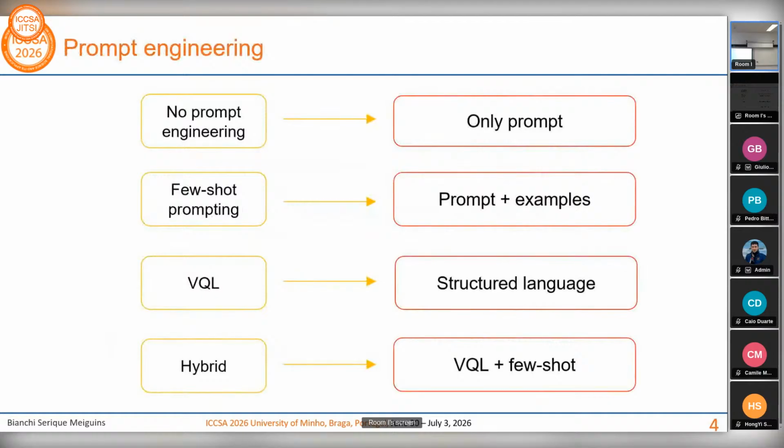In this study, we analyzed four strategies, as I said. The first one is no prompt engineering. In other words, users write prompts freely. The second one is few-shot prompts. Users receive some visual examples of data visualization they try to reproduce. The third is VQL, a structured prompt inspired by a query language. The fourth one is a hybrid approach, which combines the last two.